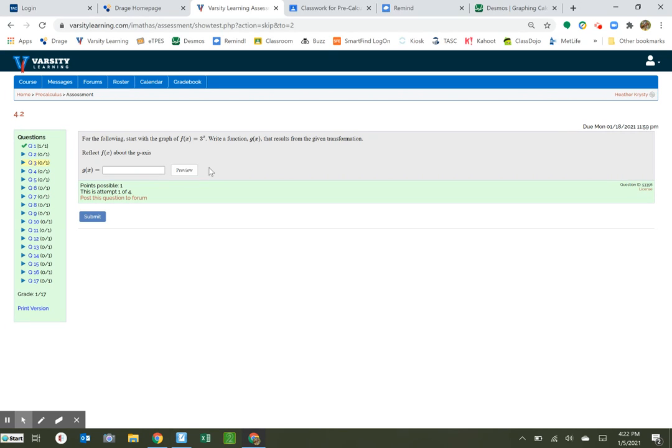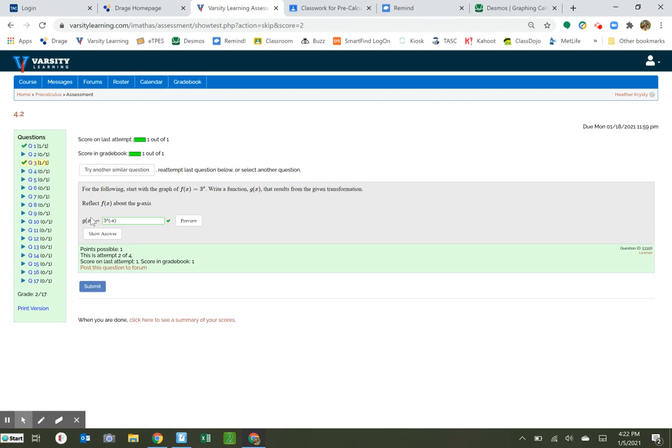Well, you reflect something about the y-axis by making the exponent negative. So this would just be 3 to the negative x. 3 raised to, oops, I need the caret, raised to the negative x. If I'm going to answer that, let's see if that's correct. This will be pretty embarrassing if I get these wrong. It happens. All right, so that's how those things are going to happen.